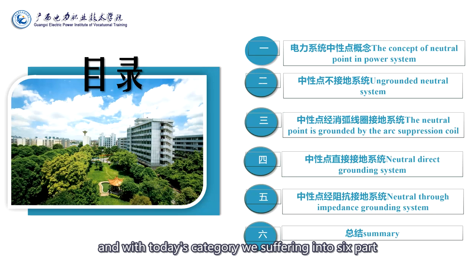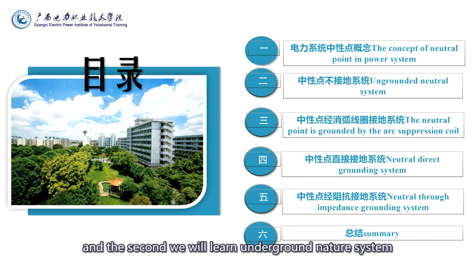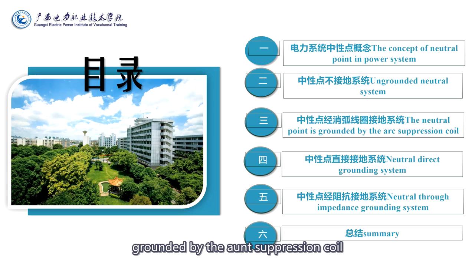In today's lesson, we separate into 6 parts. In the first part, we will learn the concept of neutral point in power system. In the second, we will learn the ungrounded neutral system. In the third, we will learn the neutral point grounded by the arc suppression coil. In the fourth, we will learn the neutral direct grounding system. The fifth is the neutral through impedance grounding system. And of course, in the sixth, we'll have a little summary of this period.